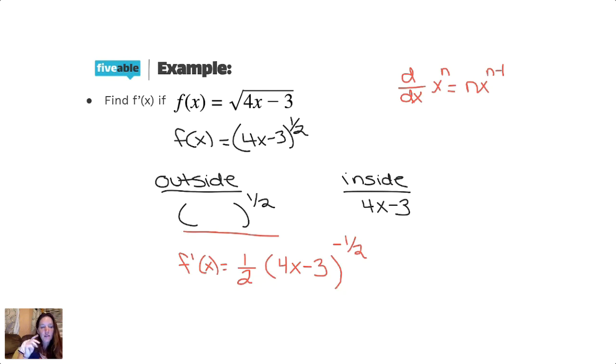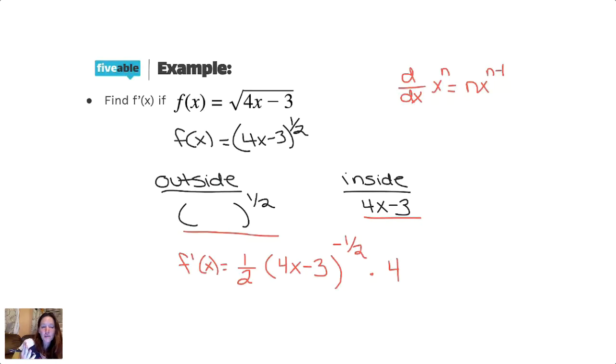Step 3, derivative of the inside. Now I look at the inside and ask, what's the derivative of that? The derivative of that is 4. So now we have our derivative. That's it. That's the whole chain rule. Step 1, derivative of the outside. Step 2, copy the inside. Step 3, multiply by the derivative of the inside.